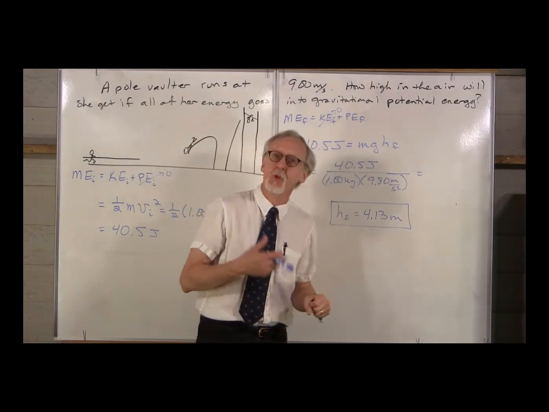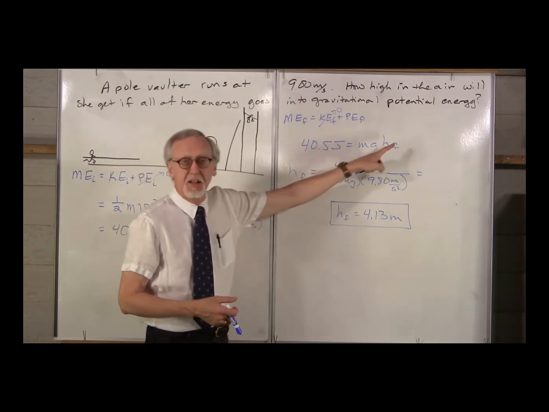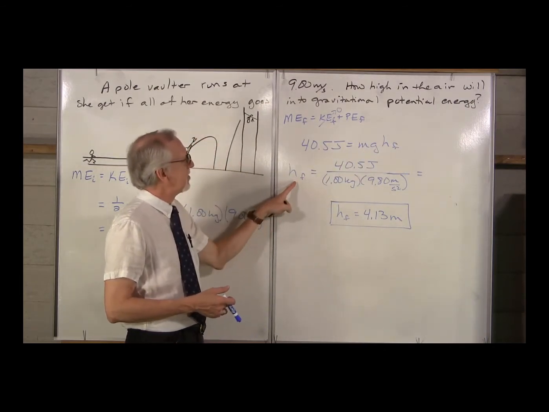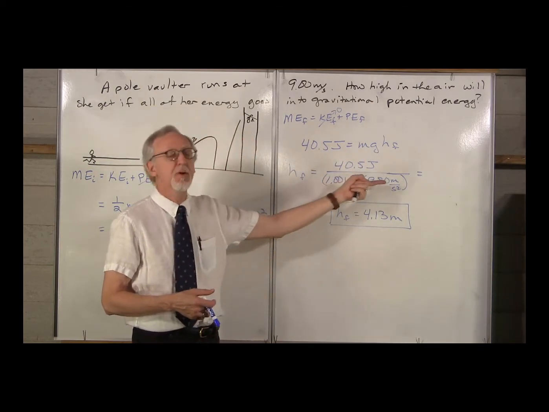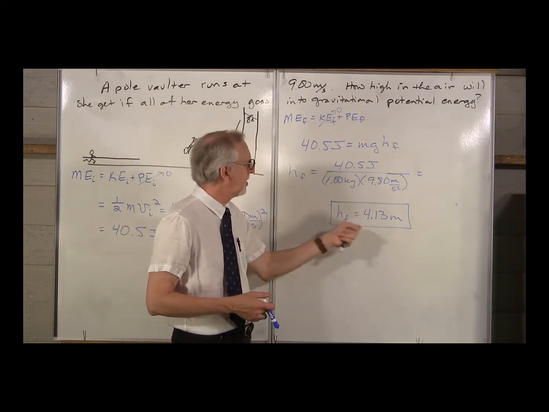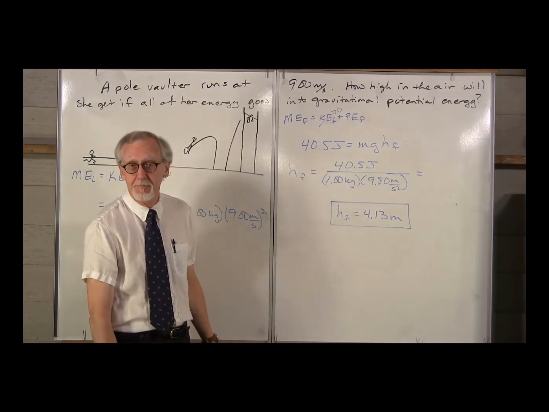The final kinetic we're approximating to be 0, so that must equal the final potential, which is m g h final. We can solve for the final height by dividing by mg. We have the final height is 40.5 joules divided by 1 kilogram times 9.8 meters per second squared, leaving us with a final value of 4.13 meters.